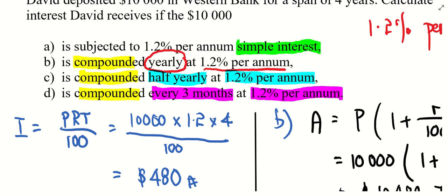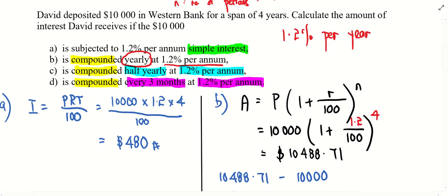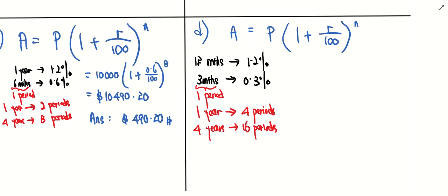Okay, part D is also compounded, but now it has changed to every 3 months, 1.2% over the next 4 years. So certain things will change. Take note, the things that have changed, it has become 3 months. The rate of interest is 0.3. Every 1 period is 3 months, 1 year is 4 periods. So over 4 years, there are a total of 16 periods. Put it into the formula now.